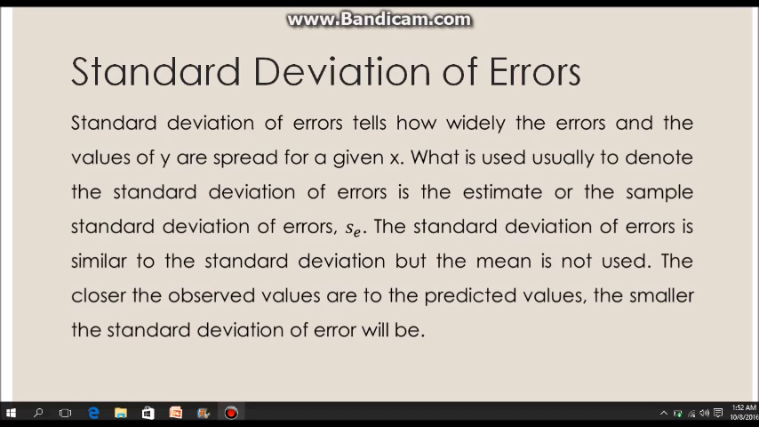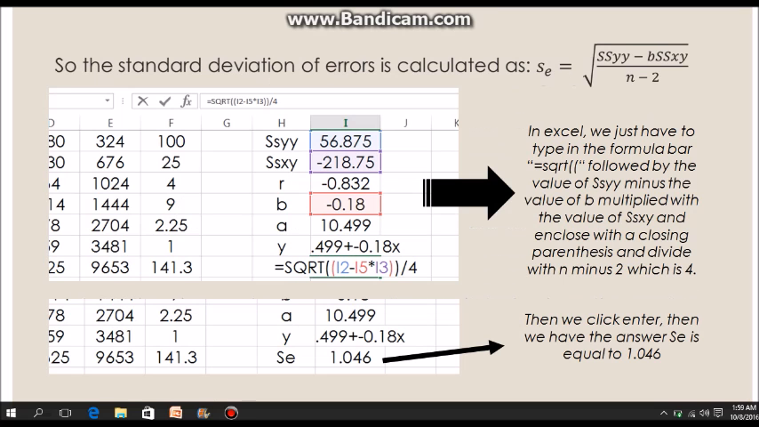So what is standard deviation of errors? Standard deviation of errors tells how widely the errors and the values of y are spread for a given x. What is usually used to denote the standard deviation of errors is the estimate or the sample standard deviation of errors. The standard deviation of errors is similar to the standard deviation, but the mean is not used. The closer the observed values are to the predicted values, the smaller the standard deviation of error will be.